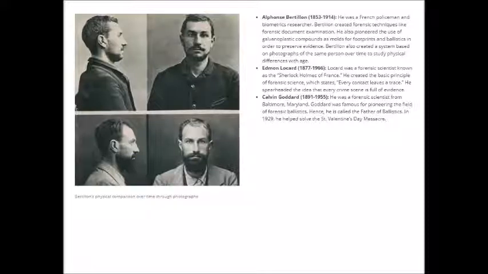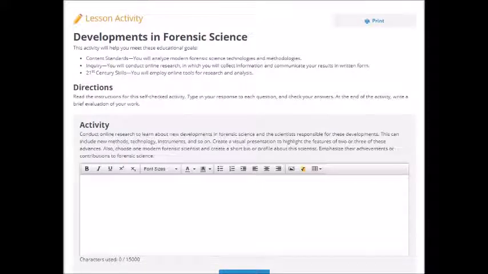Edmond Locard was the Sherlock Holmes of France, which he wasn't really Sherlock Holmes, but he created the basic principle of forensic science, which states that every contact leaves a trace. So he was one of the first full-fledged people to be a forensic scientist. And then Calvin Goddard was a forensic scientist from Maryland who pioneered ballistics, the study of the bullet in firearms. Well, he died in 1955, so it was in the early 1900s.